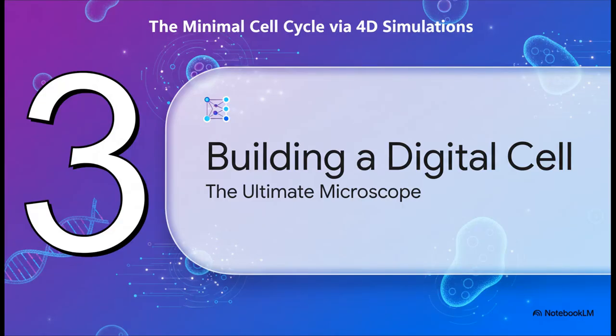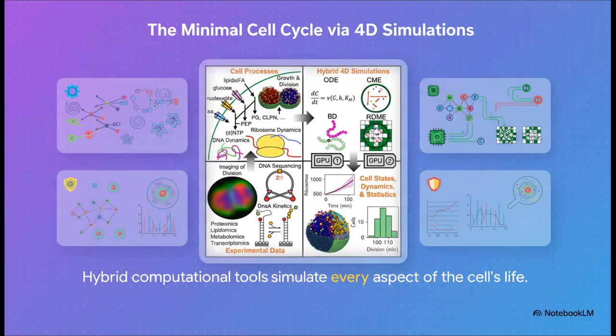Okay, so how do you actually build a digital copy of a cell? Well, it takes a totally new kind of microscope, one that isn't made of glass and lenses, but of powerful algorithms and a whole lot of processing power. What's really fascinating here is that there's no single program that can simulate a whole cell. It's just too complex. So the team had to combine a whole bunch of different computational tools, each one a specialist. They used one type of math to model how the cell makes energy, another for how it reads its DNA, and a completely different one just for the physics of how that chromosome folds up. It's like a team of experts all working together to build one complete picture.